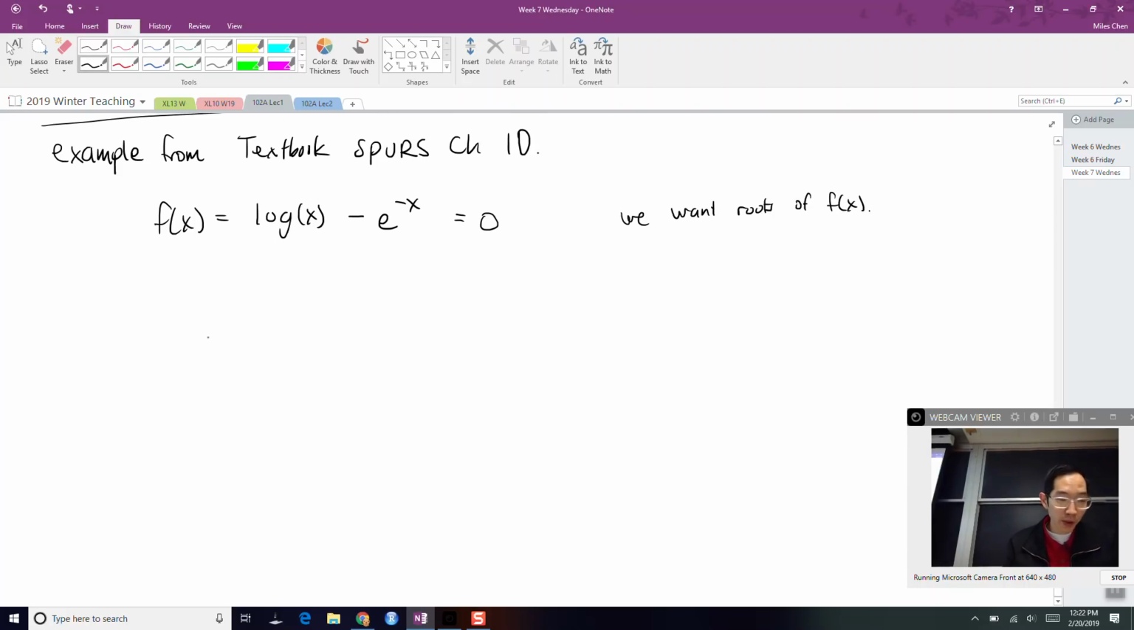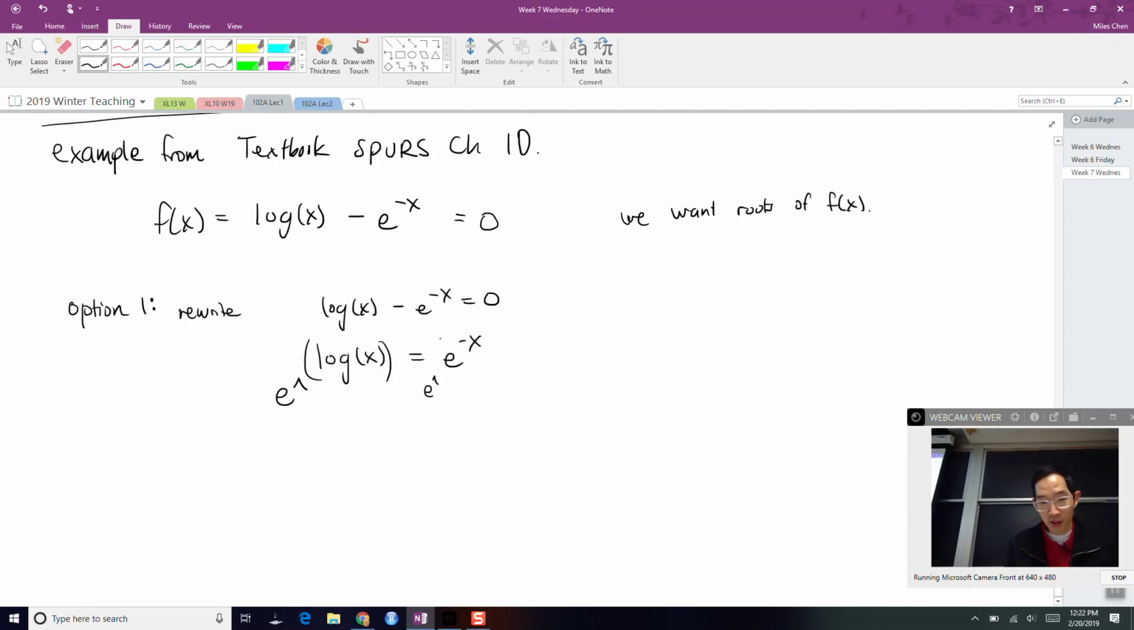Okay, so for option 1, I will rewrite log of x minus e to the negative x equal to 0. I'm going to just do some manipulation. Log of x is equal to e to the negative x. I move it around, and then I raise e to exponentiate both sides. e raised to this side and e raised to this side, okay? And so now I get x is equal to e raised to the e to the negative x.